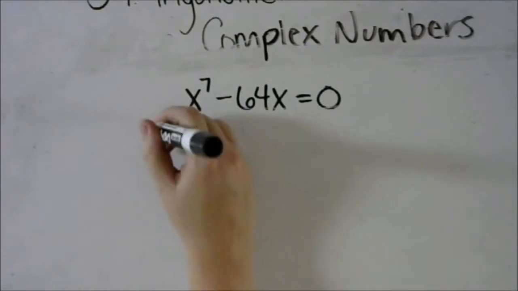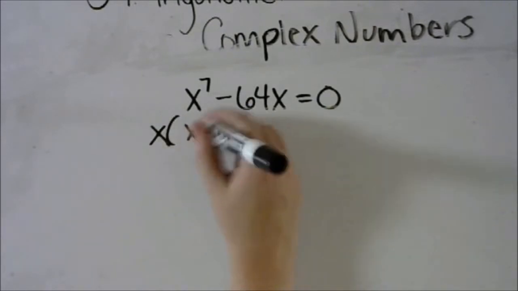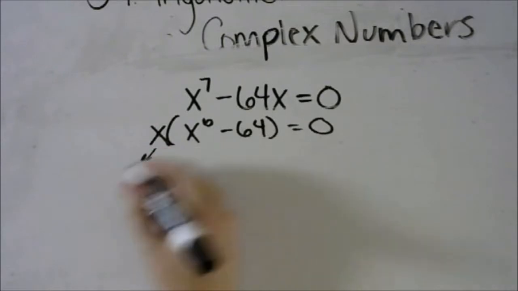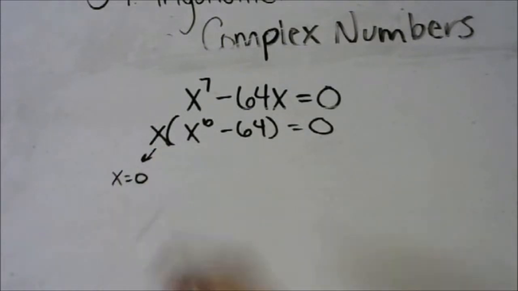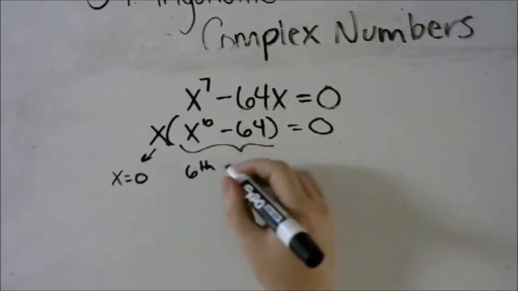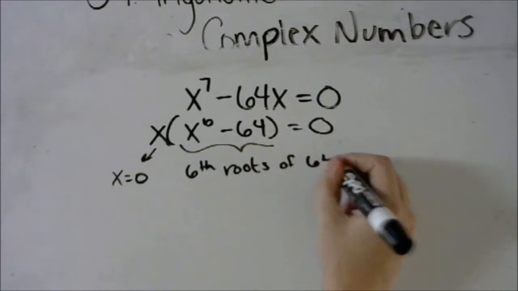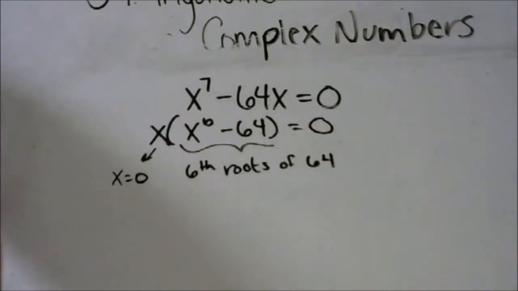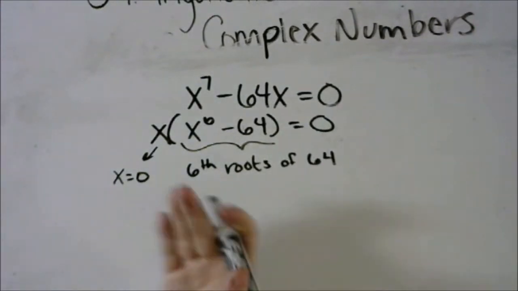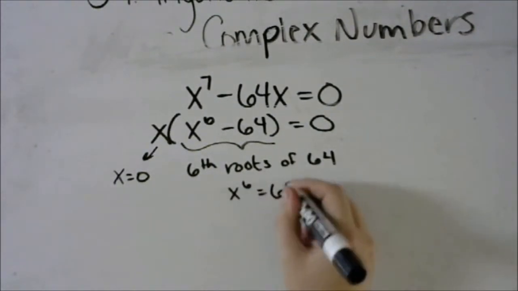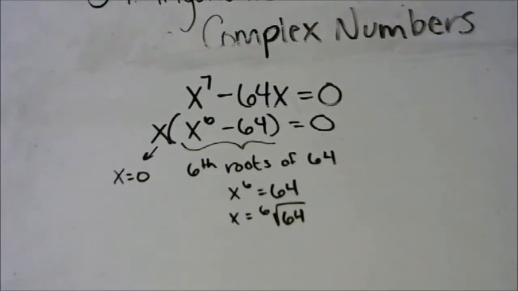The first thing I want to do is go ahead and factor out an x. This gives me my first solution of x equals 0. For this problem, I'm trying to find the 6th roots of 64. So 64 is the complex number. Basically, I'm saying x to the 6 equals 64. So what are the 6 roots of 64? That's what I'm trying to find.